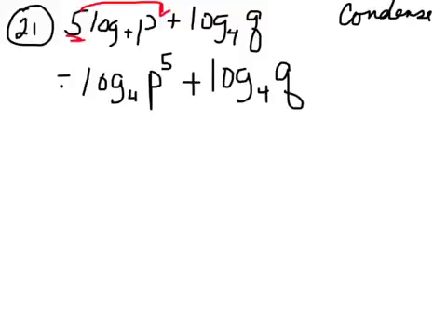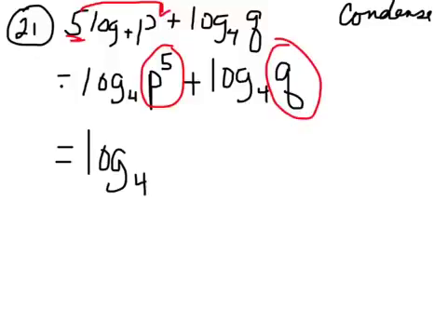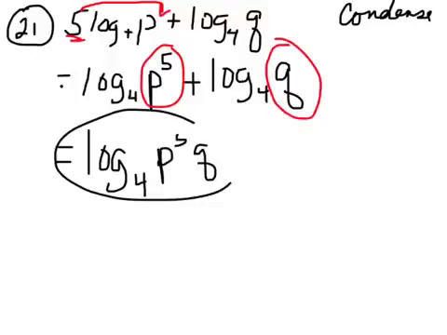Now you notice we've got logs of the same base. They're both base 4. So since they're both base 4 and I'm adding those logs together, I can combine the P to the 5th and the Q. And what the log rules say is we don't add them, we multiply them, so it just becomes P to the 5th Q.